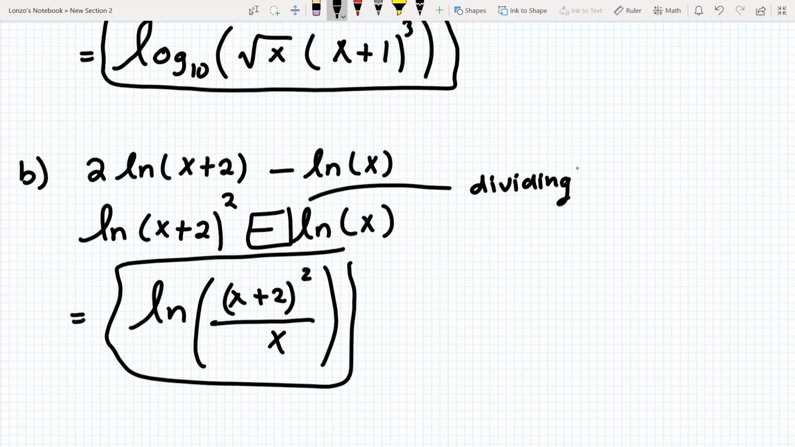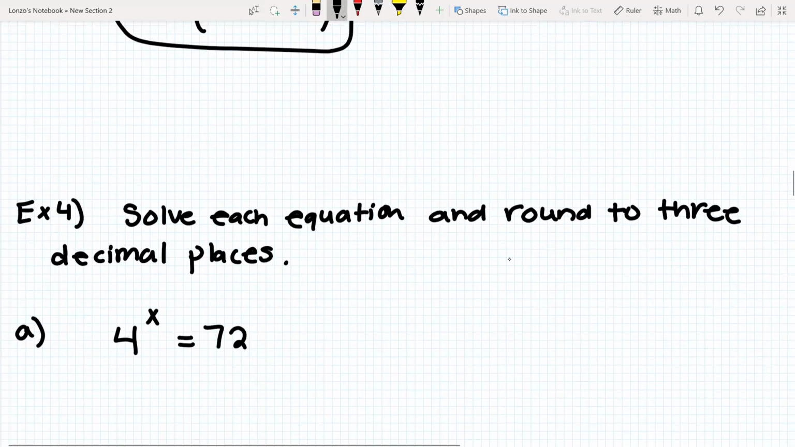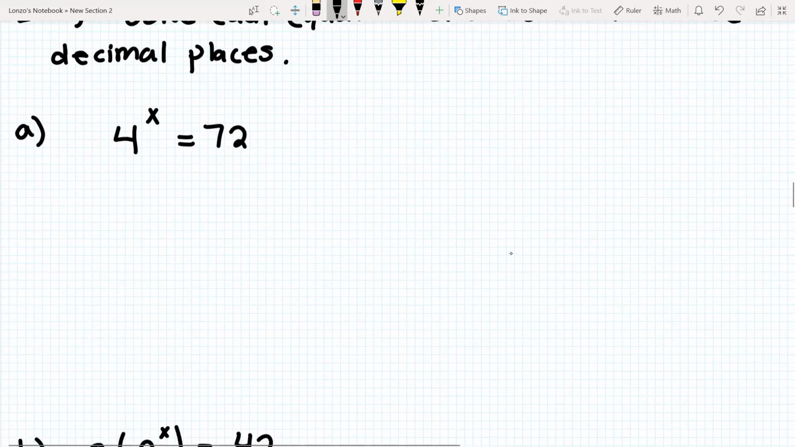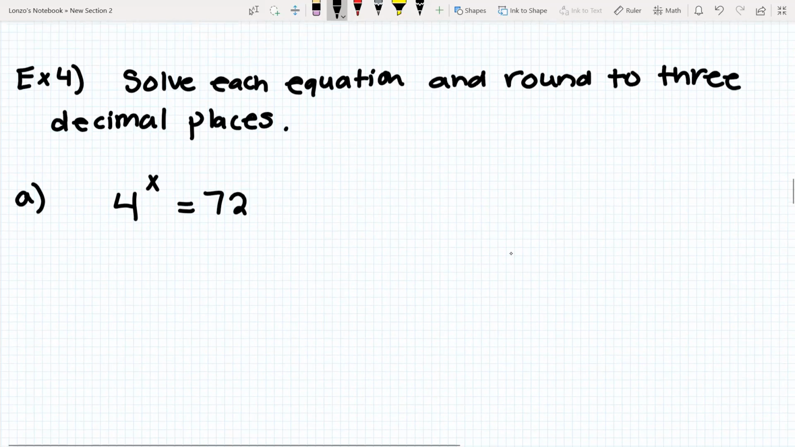Okay, let's do example 4. It says, solve each equation and round to 3 decimal places. Solve each equation, meaning solve for x, and round to 3 decimal places. So we want to solve for x, and we have to round to 3 decimal places.